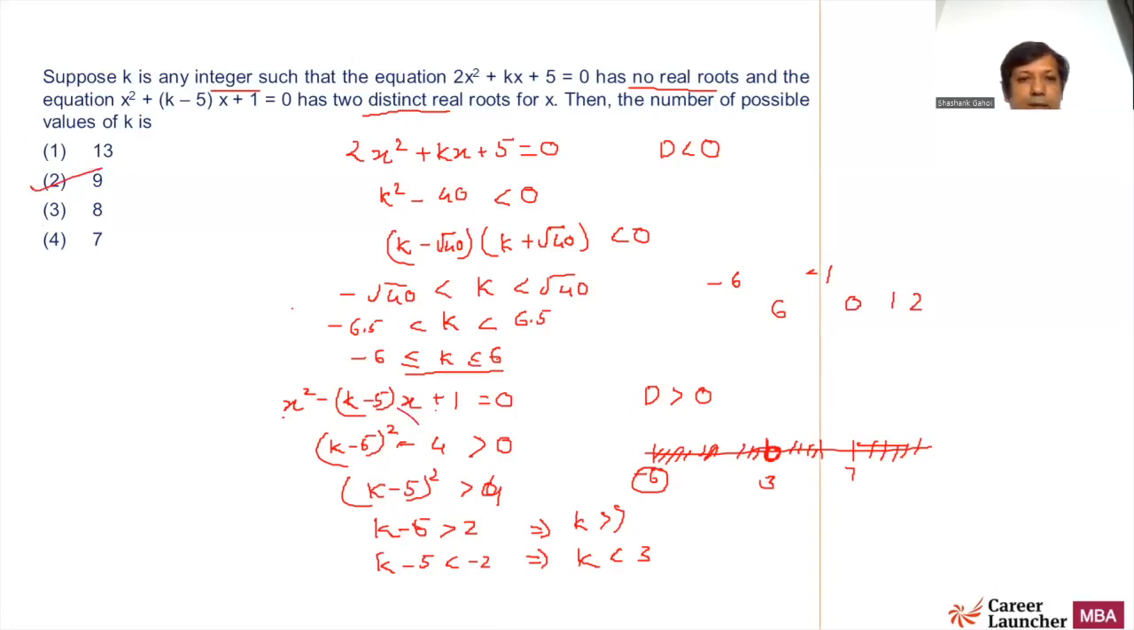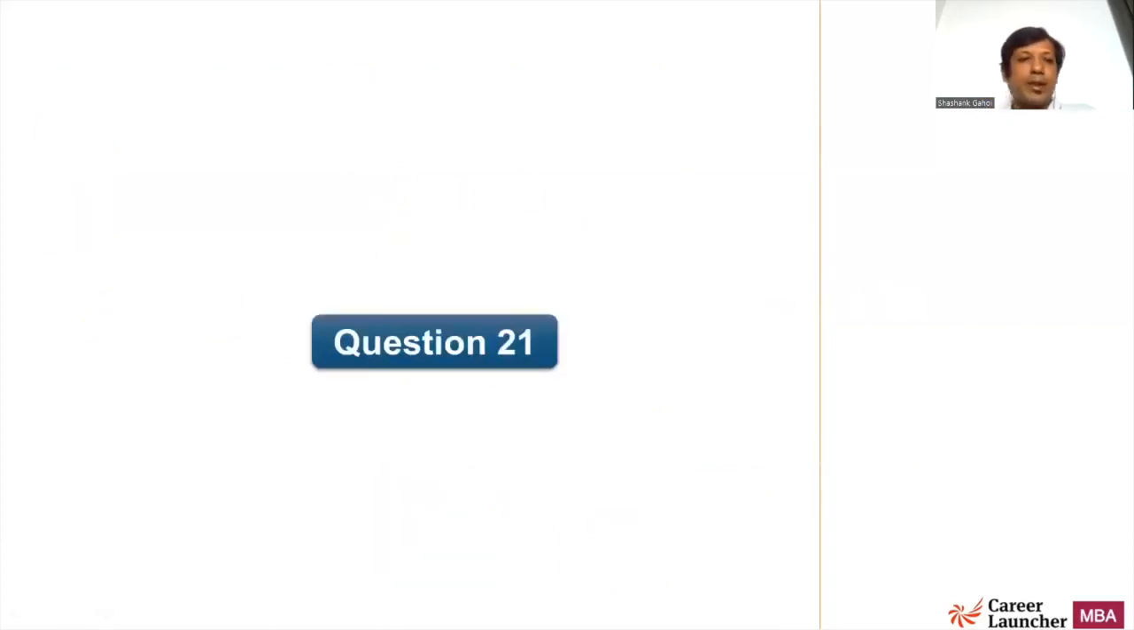So I can also write that k is less than 3 and k is greater or equal than minus 6. So minus 6, k, 3. So in between, I'm going to have only 9 possible integers, and that's going to be the answer of this particular question. Now let's start question number 21.